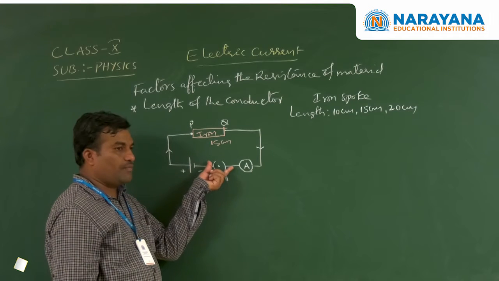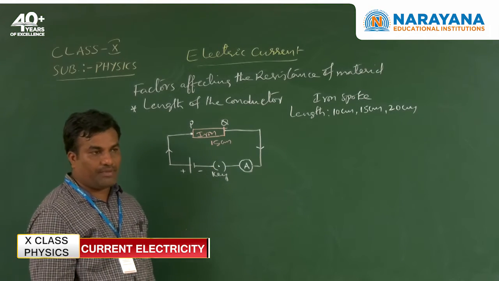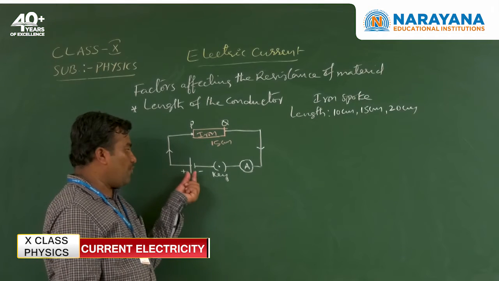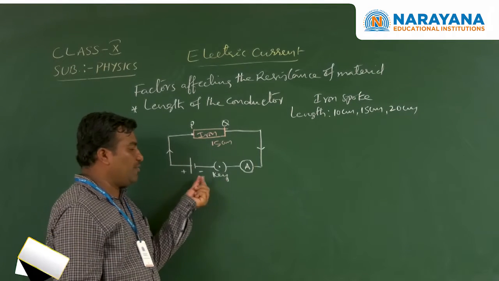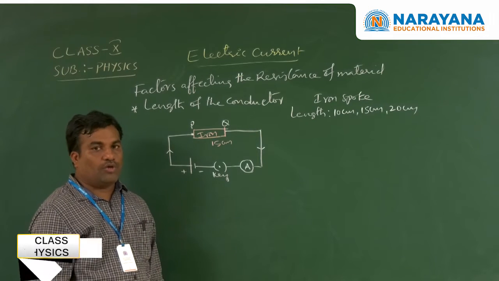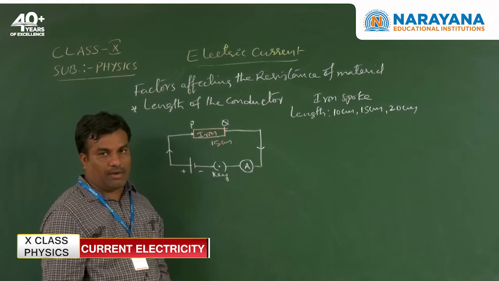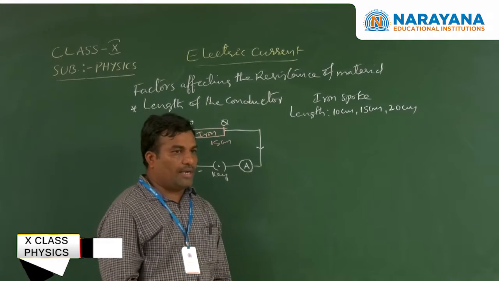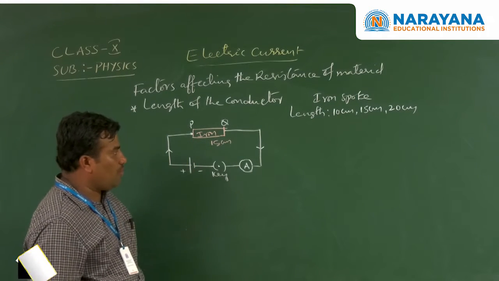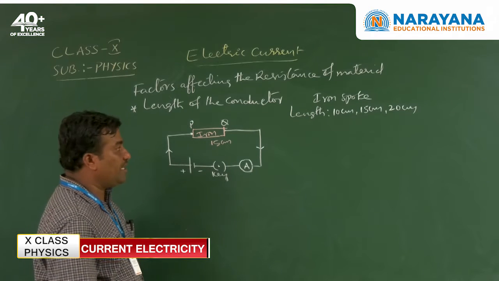Now we can press the key. Current flows from the positive end of the battery through the iron spoke to the negative end of the battery. Note down the reading at the ammeter. Note that reading down in your notebook. So the second case is also over. 15 centimeter is over.